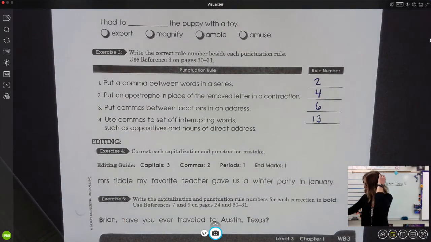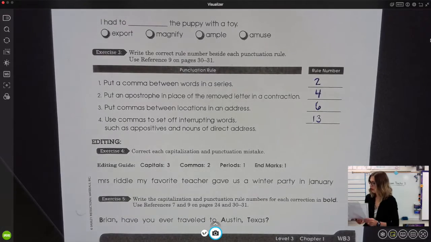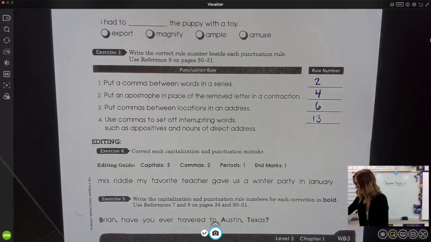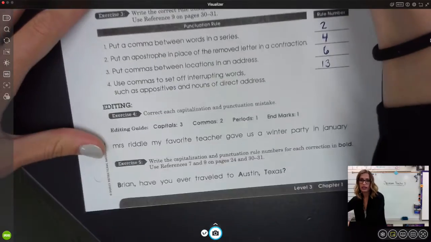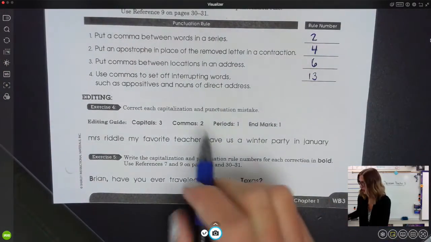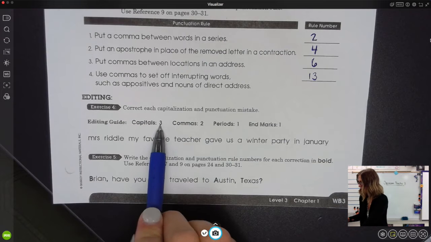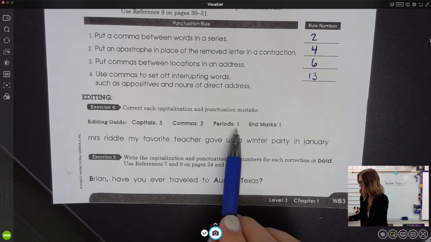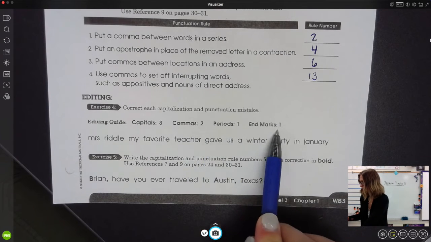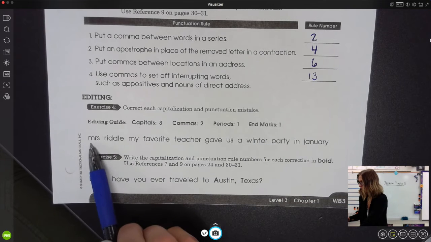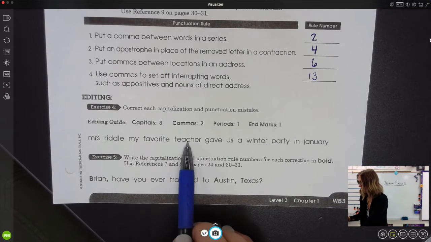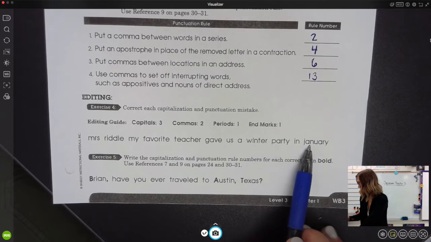All right. Excellent. Let's look at our editing. It says to correct each capitalization and punctuation mistake. So it even gives us a little bit of hint. We need to correct 3 capital letters. We need to add 2 commas, 1 period, and 1 end mark. Mrs. Riddle, my favorite teacher, gave us a winter party in January.